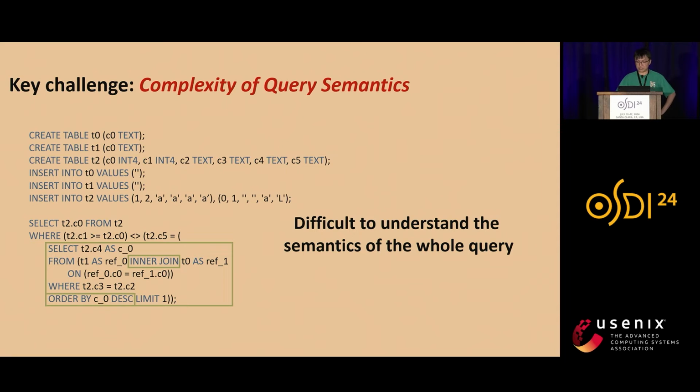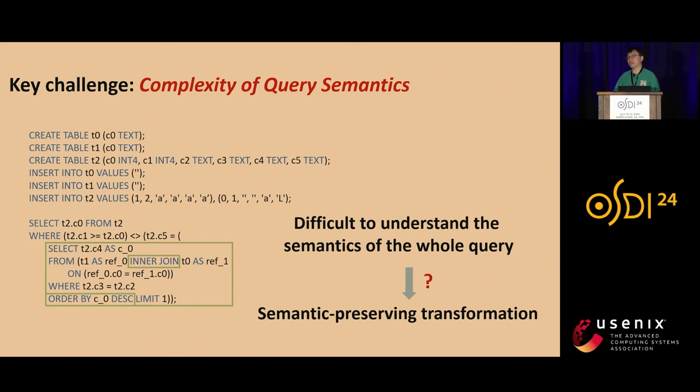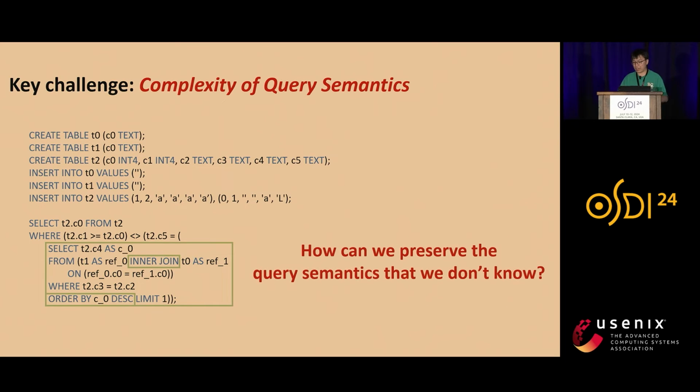So go back to these slides. We know it's very difficult to understand the semantics of a whole query if it's very complex. And now we need to do semantic preserving transformation. How to do that? The question becomes, how can we preserve the query semantic that we don't know? Is it really possible? Our answer is yes, and we can do it by fine-grained analysis.